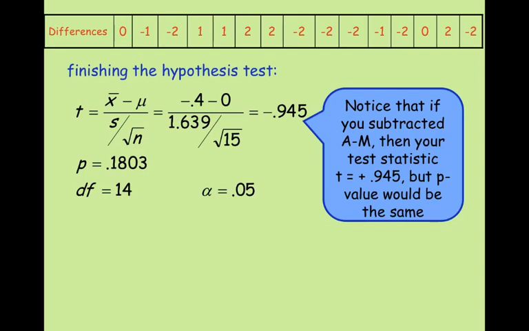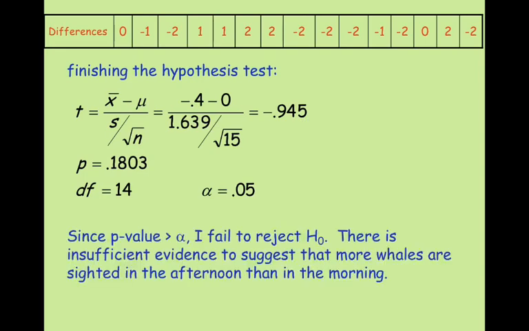All right, let's write our conclusion. Since our p-value is greater than alpha, our level of significance, we will fail to reject the null. That means there is insufficient evidence to suggest that more whales are sighted in the afternoon than in the morning.